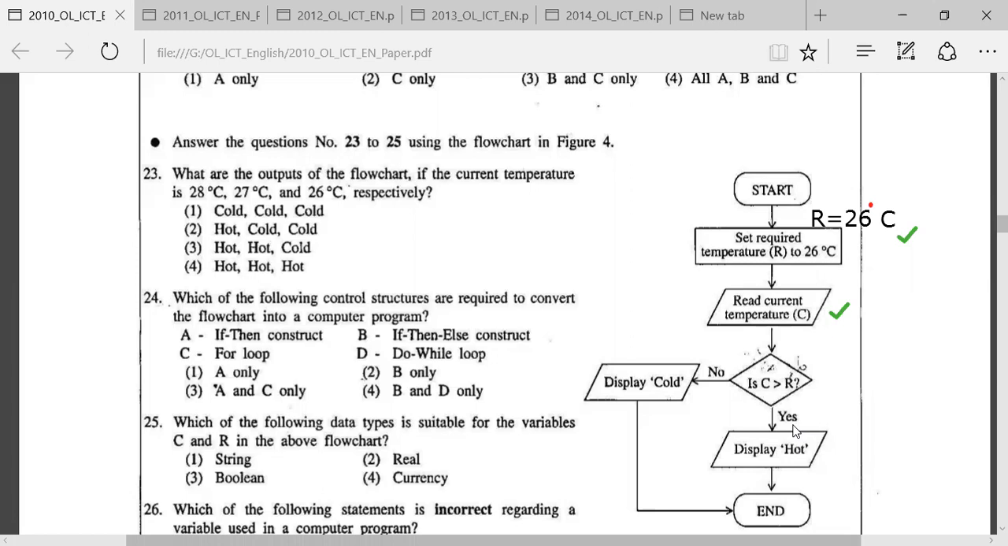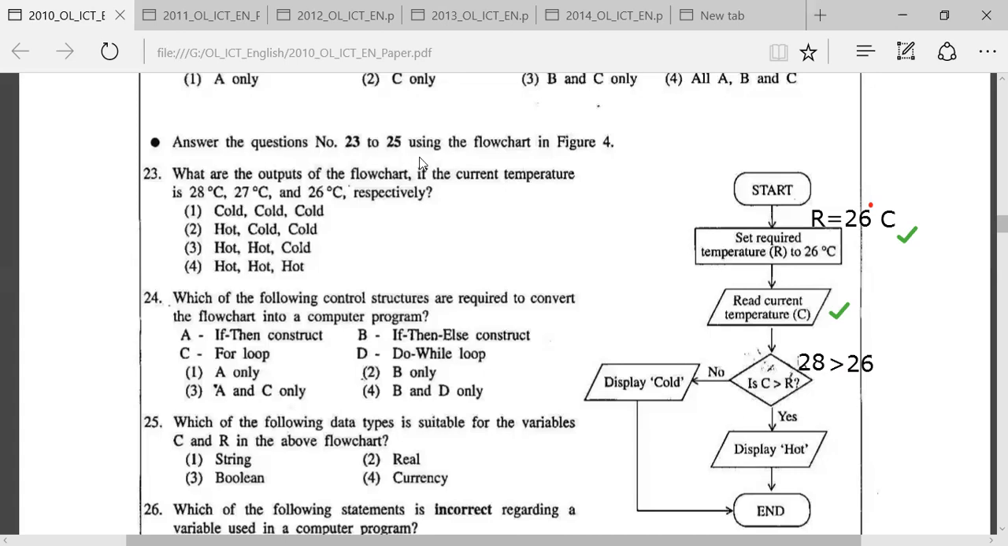What are the outputs of the flow chart if the current temperature is 28 degrees Celsius, 27 degrees Celsius, 26 degrees Celsius? So in this condition, we have to check C greater than R. As I said earlier, R is a fixed value, which is 26 degrees Celsius. So initially you are providing 28. So 28 greater than 26, it is yes. So you can say hot. Right. So the first option must be hot.